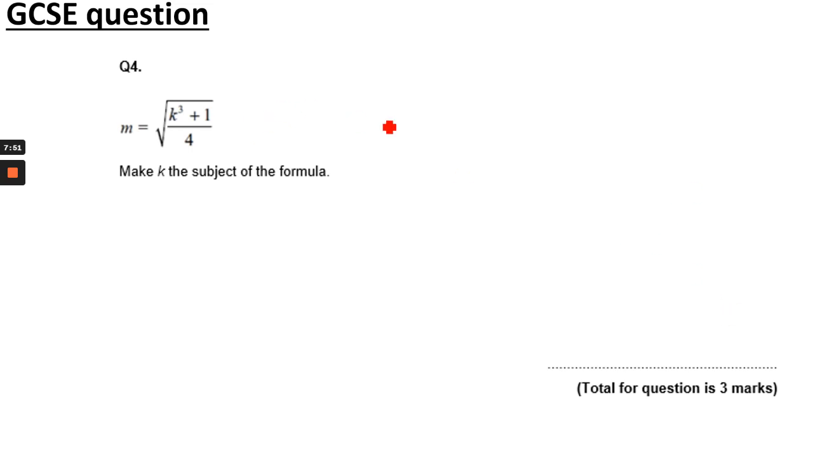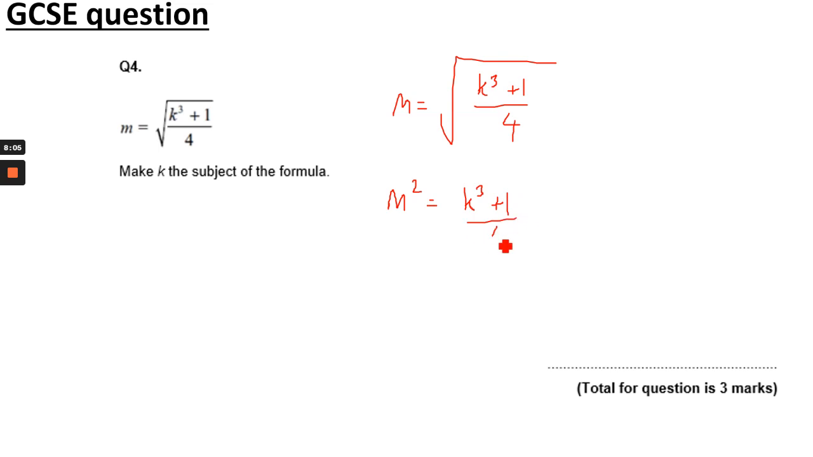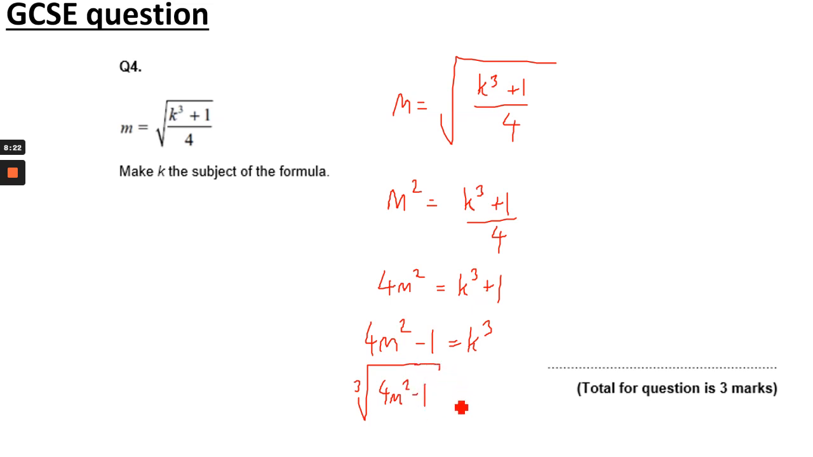Okay, so if I'm going to write this out, we've got m is equal to the square root of k cubed plus 1 divided by 4. Now the last thing that happened was the square root, so I'm going to square both sides. So I've got m squared equals k cubed plus 1 over 4. I'm going to multiply both sides by 4, so I've got 4m squared equals k cubed plus 1. I'm then going to subtract 1 from both sides. I'm then going to cube root both sides. So I've got the cube root of all of it is equal to k.